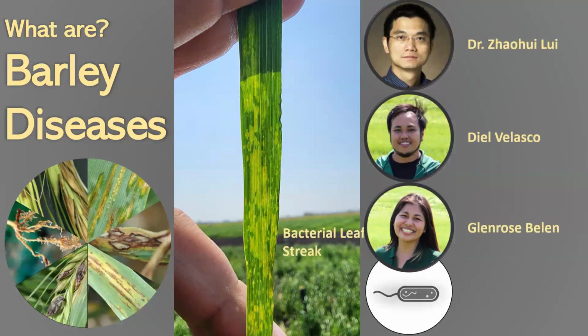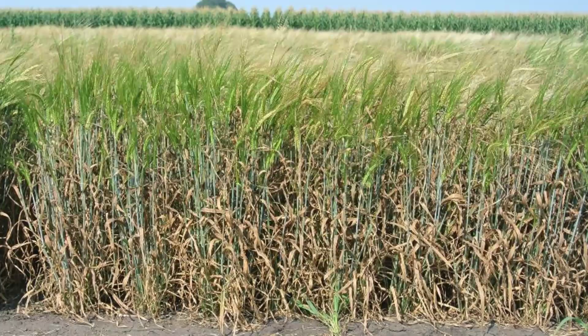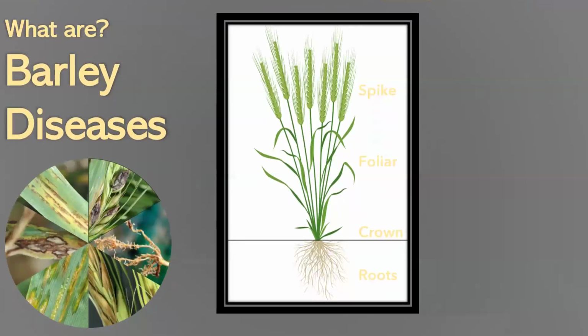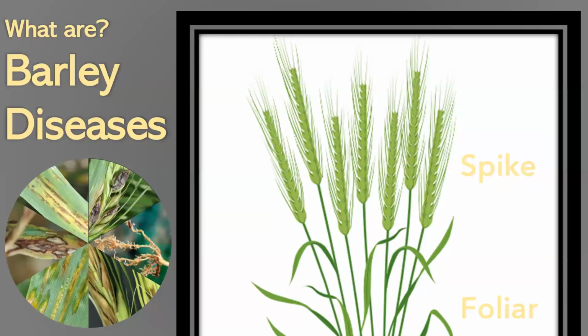Zhaohui Liu, Jel Velasco, and now Glenn Rose Belen are our main researchers working on bacterial leaf streak, and we have some exciting things to show you about that. But overall, the main difference we're getting across in foliar disease is that you have a field, and that field requires the photosynthetic capacity in the leaves in order to produce and fill the grain. And if your leaves start to look like this because they're being attacked by foliar pathogens, then you're losing out on that yield potential.